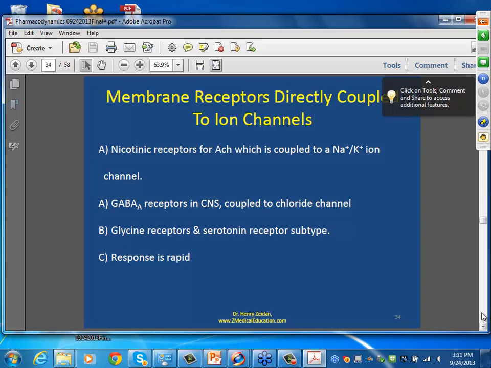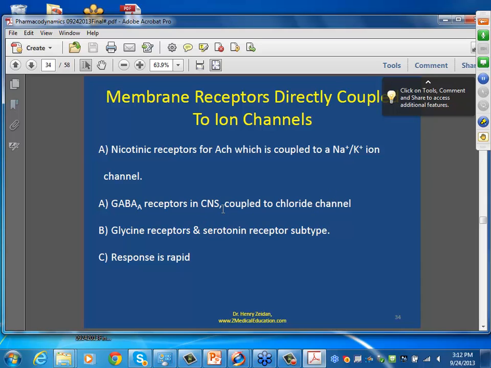Membrane receptors directly coupled to ion channels. What are we looking for here? You see, now we're really getting to the serious stuff. We're preparing you to move on and understand the incoming material. You're dealing with nicotinic receptors for acetylcholine. Nicotinic receptors are coupled with a sodium-potassium ion channel. Okay, so that's an ion channel. But in order to open up those receptors, it's a must, you have to have this requirement of ions. What else? You have the chloride channel.